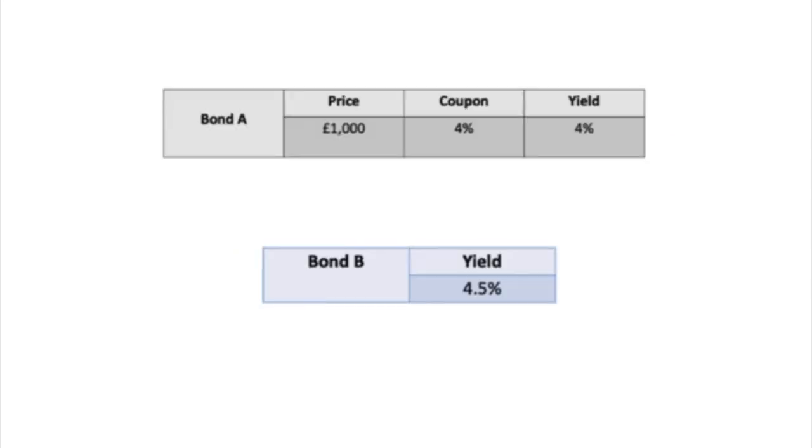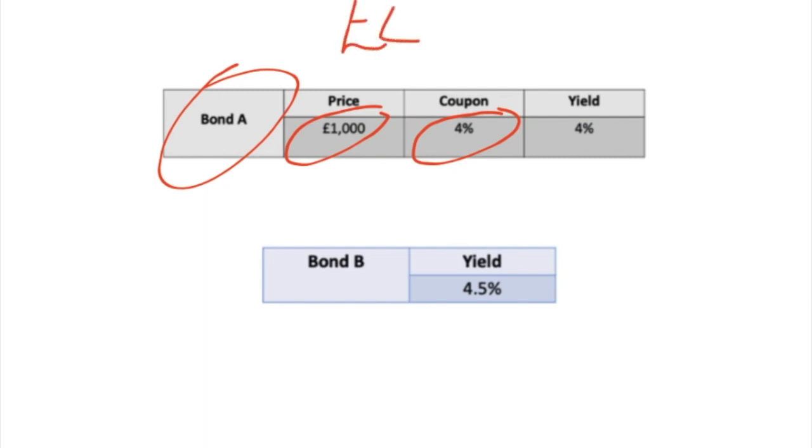So imagine we have a firm, let's call them firm A, and they've released a bond, and let's call the bond Bond A. The price of the bond is £1,000, and they've agreed a coupon of 4%. Therefore, over that year, £40 will be paid out, because that's 4% of £1,000. As they released this bond, the yield was 4%, and that was the given yield.